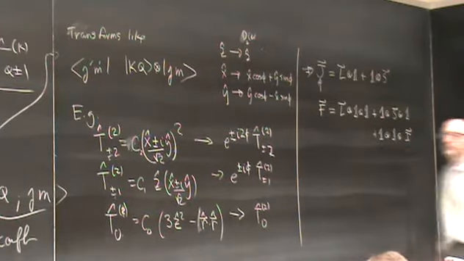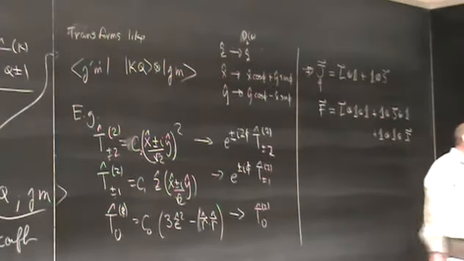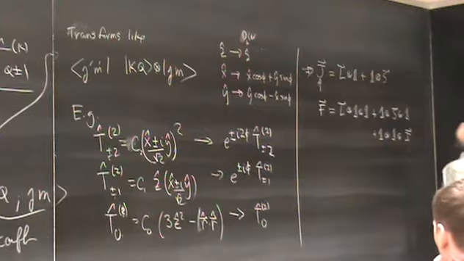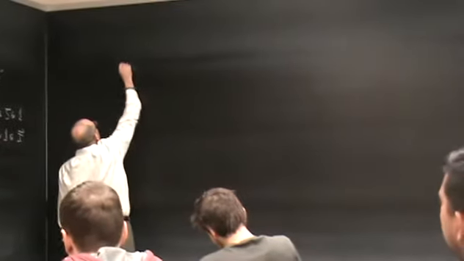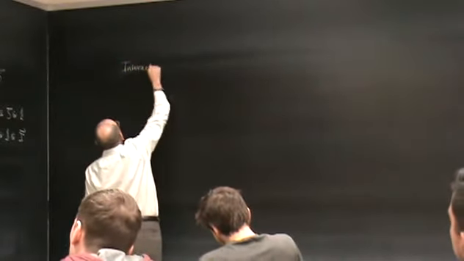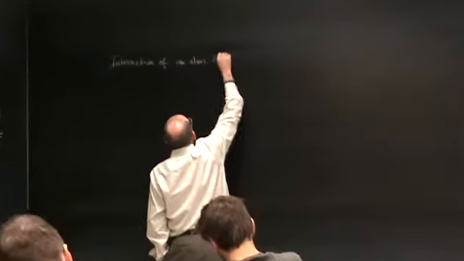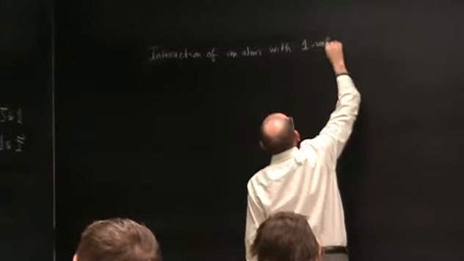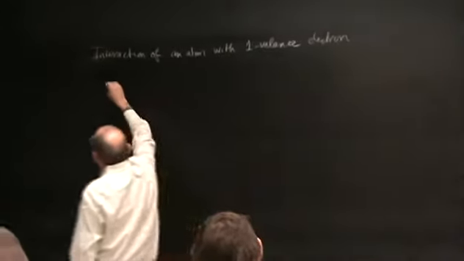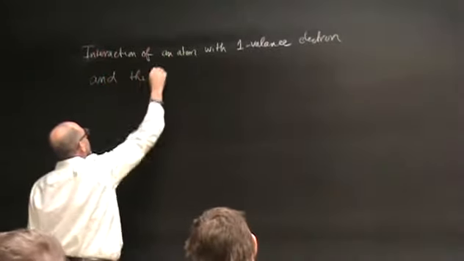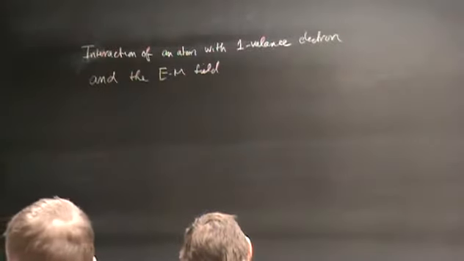So, let's look at an important example. Let's look at the interaction of an atom with one valence electron and the electromagnetic field.